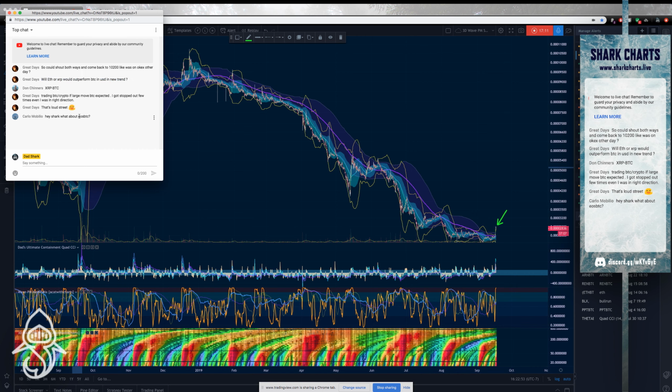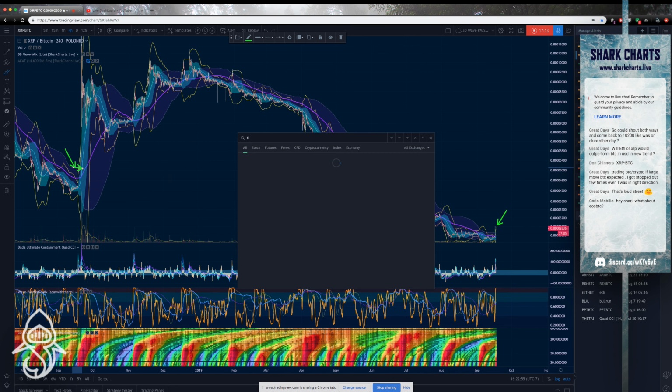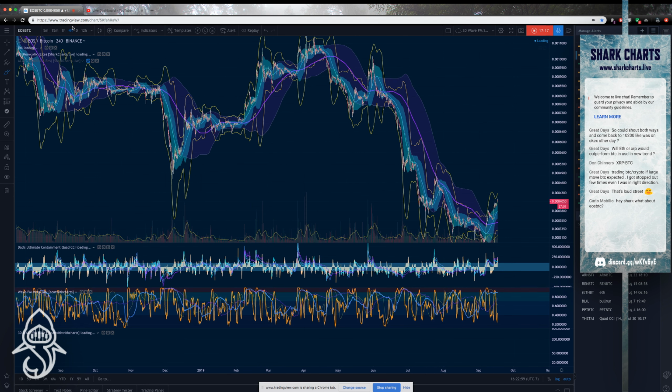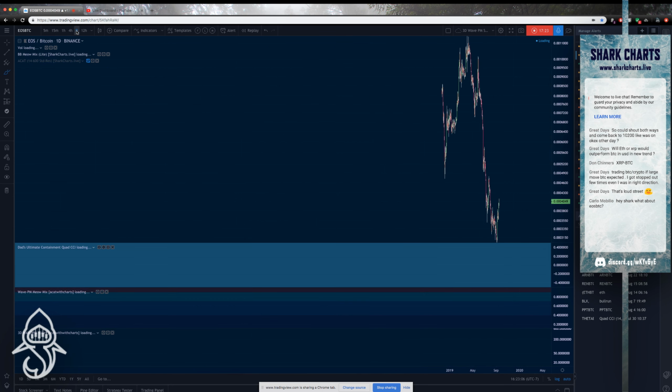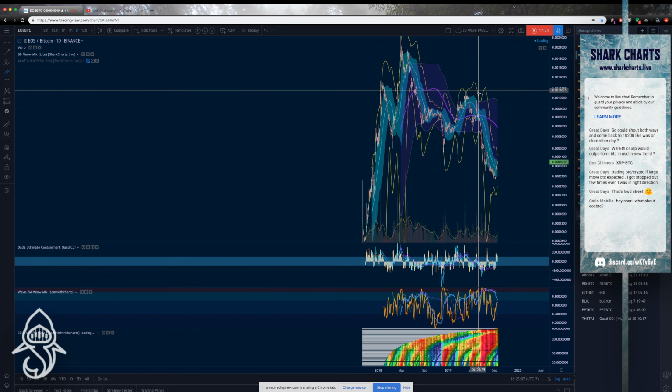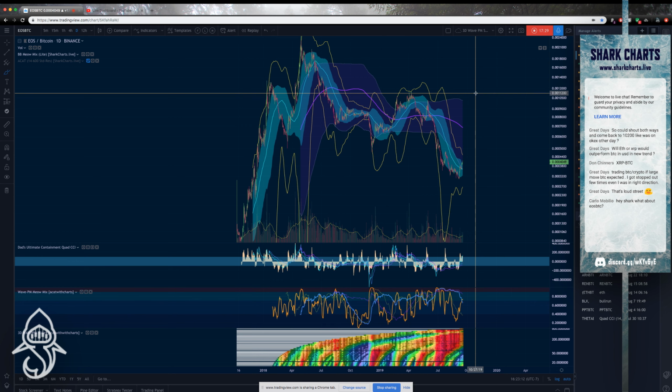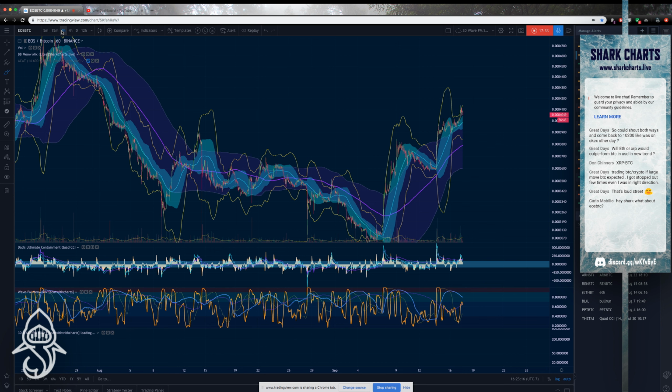Hey Shark, what about EOS? Man, I have never liked the EOS chart. It just always appears volatile, and trends are very short-lived. This is a short-term mean reversion day trading chart. I would not attempt anything longer term here. And even then, the mean reversions are super quaint.